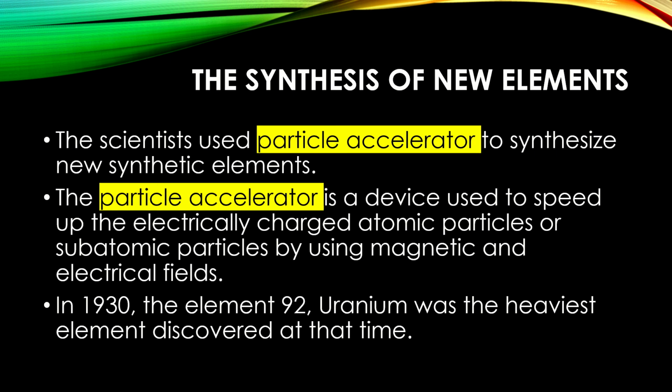So in 1930, the element 92, or uranium, was the heaviest element discovered at that time. So in 1930, you could not find any element beyond 92. So there was no 93rd to 118th element. At that time, we only had 92 elements.